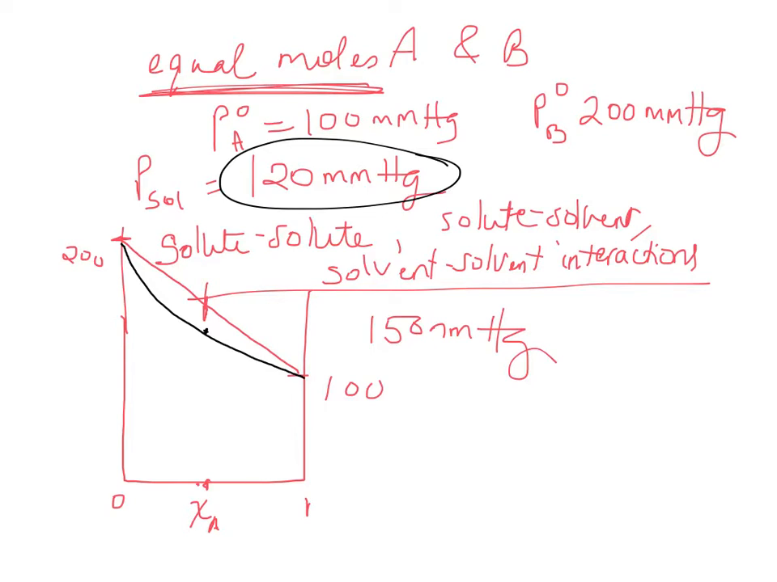What does that tell you? That should tell you, hopefully, that the solute-solvent interactions must be stronger than the solute-solute and the solvent-solvent interactions, and hence the stronger interactions have lowered the vapor pressure from the expected ideal value of 150 millimeter mercury.